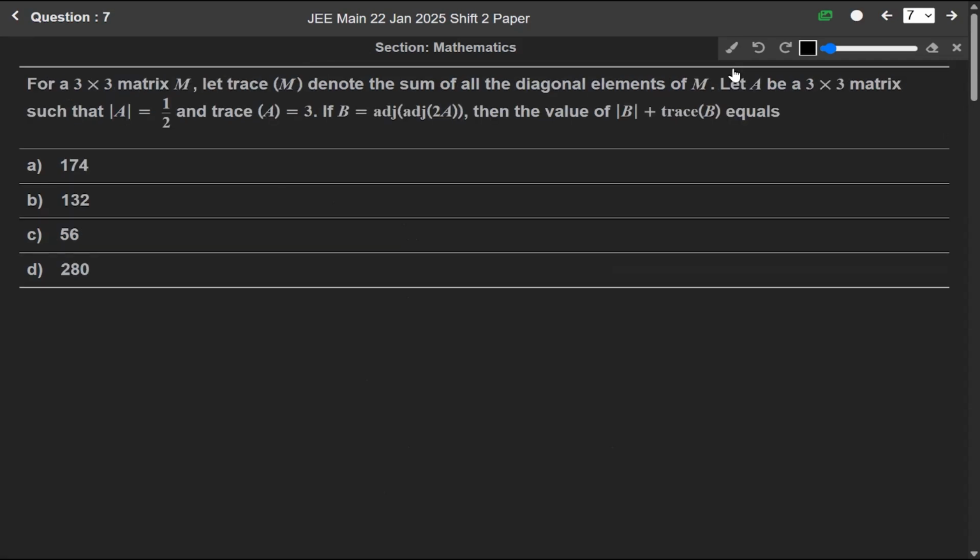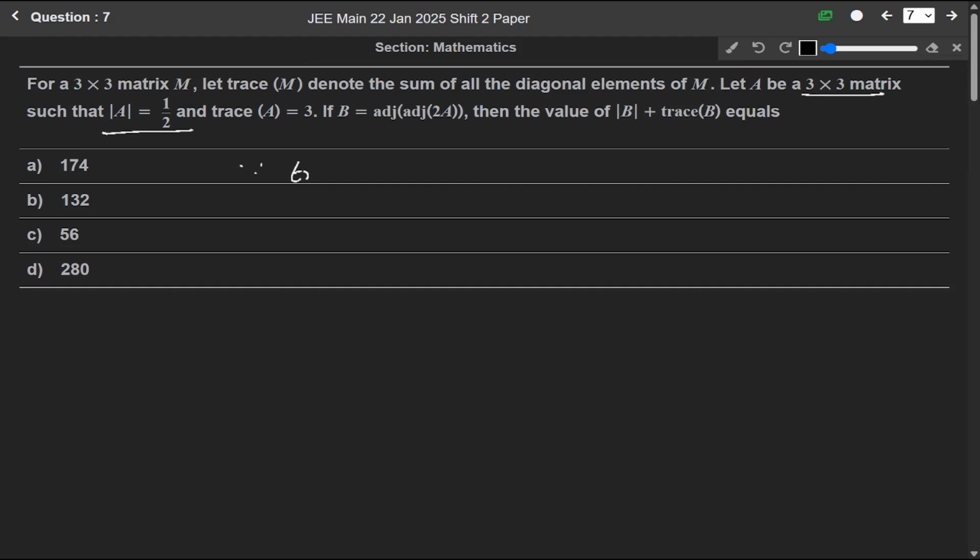Now question 7. Let trace M denote the sum of all diagonal elements of a 3 cross 3 matrix M. Let A be a 3 cross 3 matrix such that modulus of A equals 1 by 2 and trace of A equals 3. If B equals adjoint of 2A, then the value of determinant of B plus trace of B is equal to. Okay.